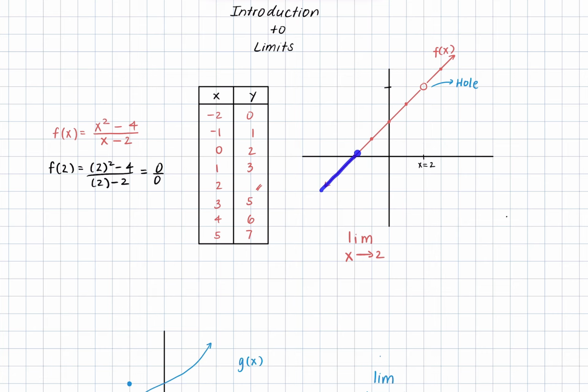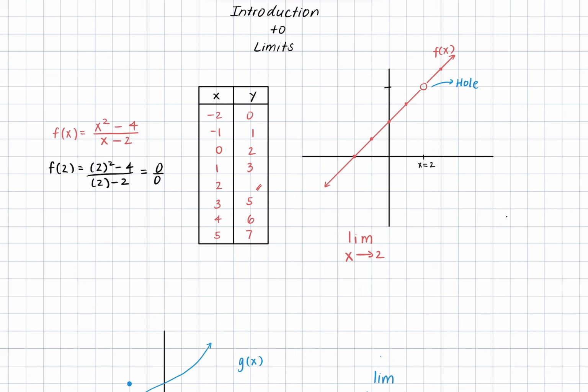From the negative side, as I'm coming from the left-hand side to this hole in the graph, I see that my y values are trying to approach positive 4. And from the positive side, as I get closer and closer to x equals 2, to this hole over here, I see that my y values are also approaching 4. Since the left-handed side and the right-handed side of the graph, the negative and positive side, are approaching the same number, I know that the limit exists.